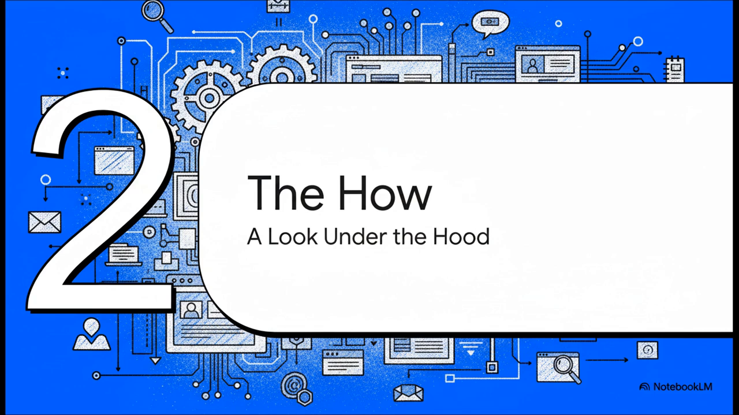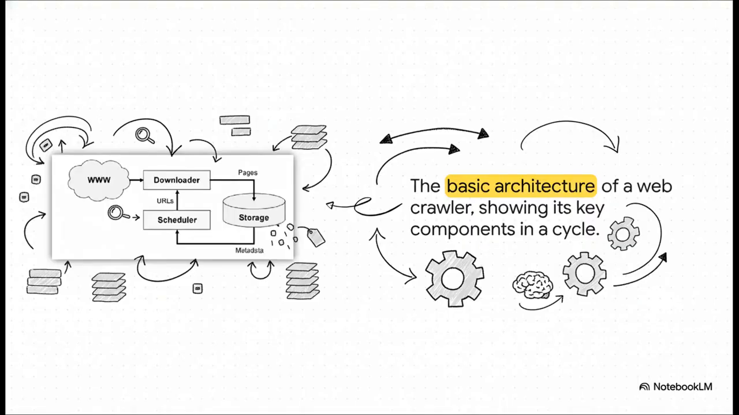Okay, so we've got the what down, but how does this thing actually work? Let's pop the hood and take a look inside. This diagram here, it really simplifies a hugely complex operation. But you can see the main idea, this continuous cycle. See how the arrows are flowing between three key parts? The scheduler, the downloader, and storage. Let's break down what each one actually does.